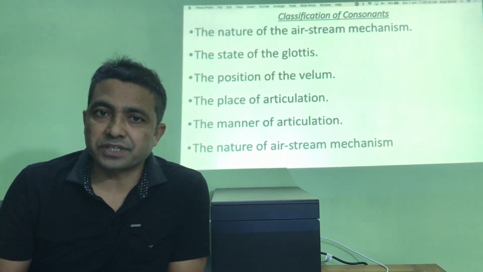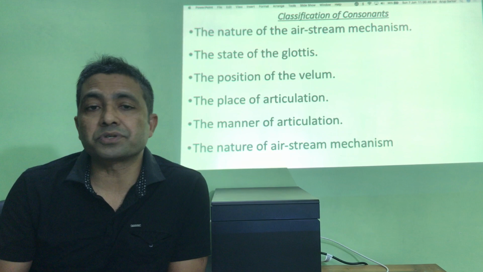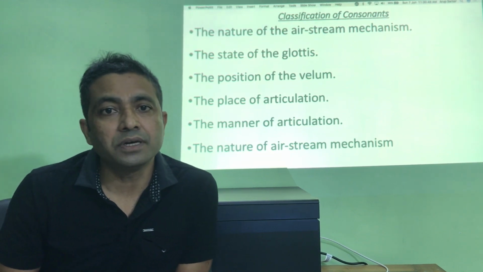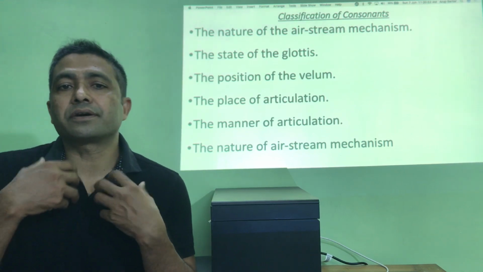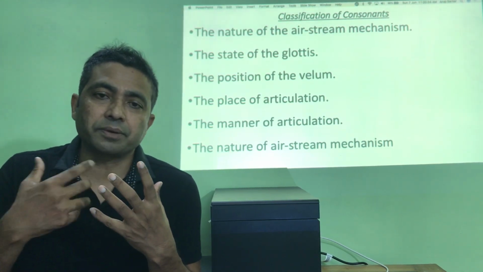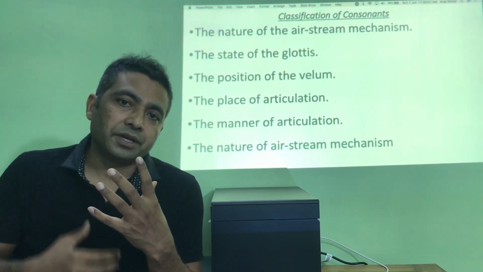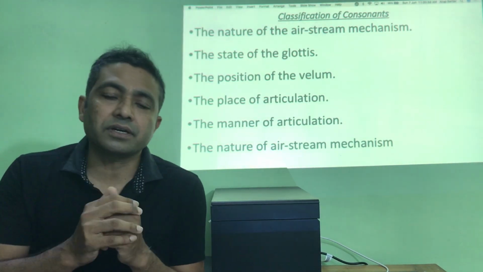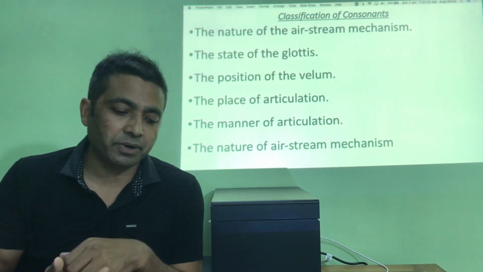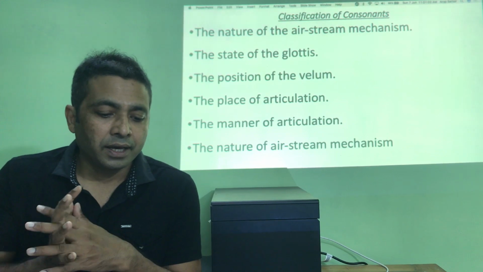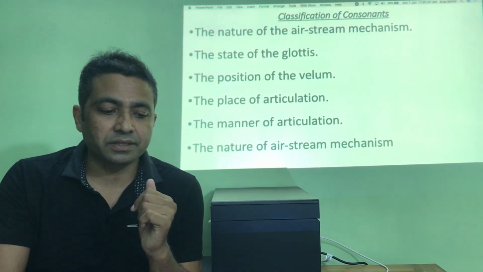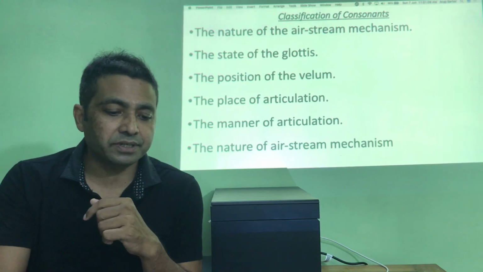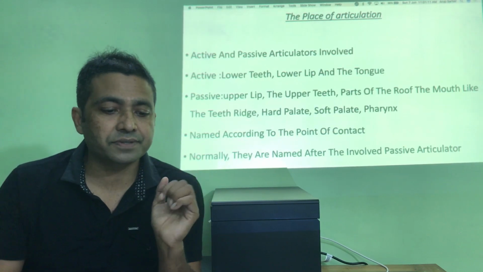Then the manner of articulation is another most important criterion to describe each of the consonant sounds. Manner means how the air comes, the nature of the air flow during the production of a particular consonant sound. We'll talk about it later in detail. And the nature of the airstream mechanism I already mentioned in the first point, so it is repeated here. Actually there are five criteria.